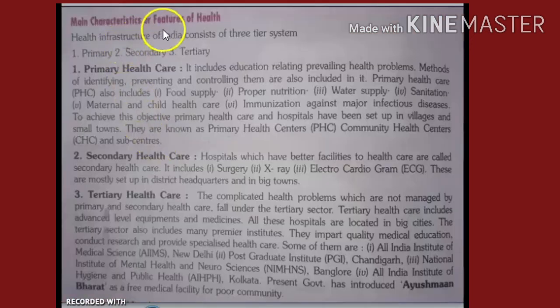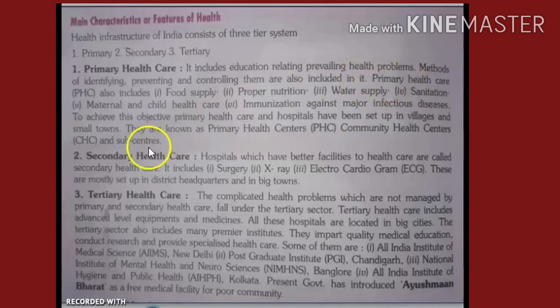Next are the main characteristic features of health. Health infrastructure of India consists of three tiers: primary, secondary and tertiary. Primary health care includes education relating to prevailing health problems, and methods of identifying, preventing and controlling them are also included in it. How diseases occur and how we control their spread, that is known as a primary health care system.